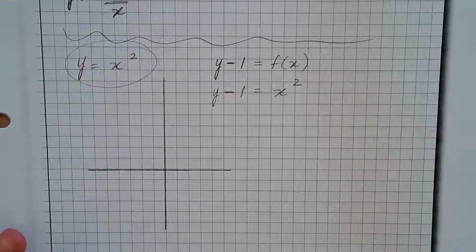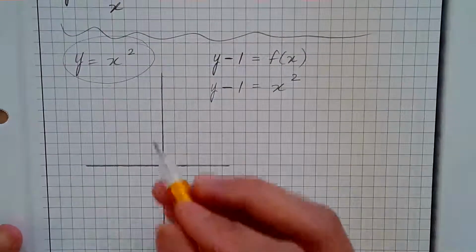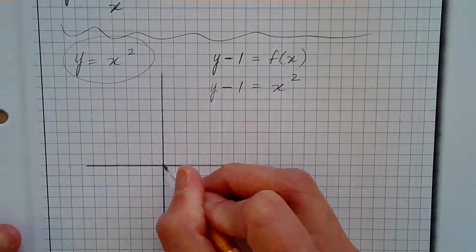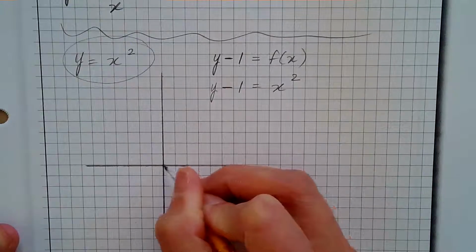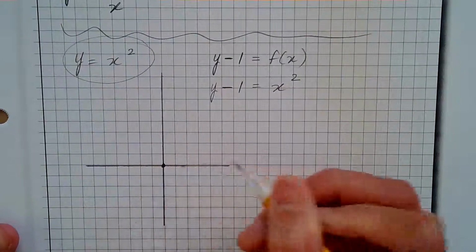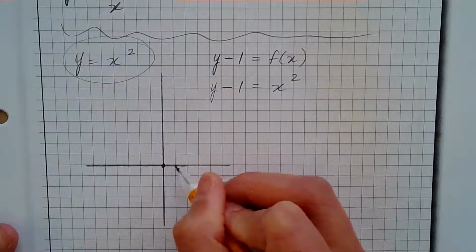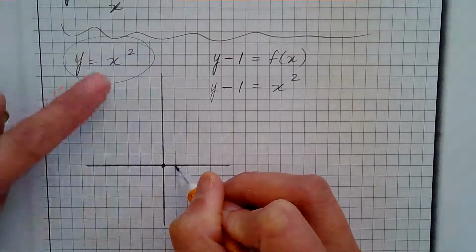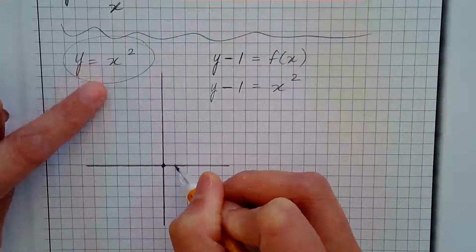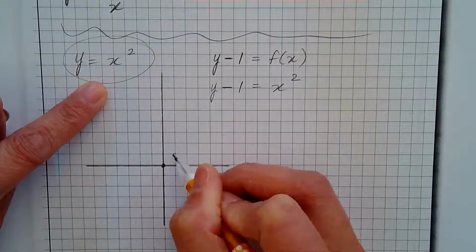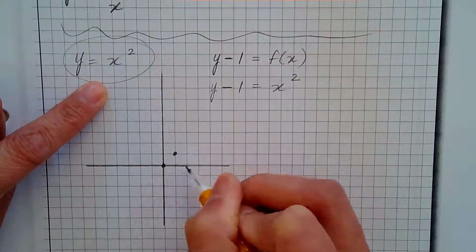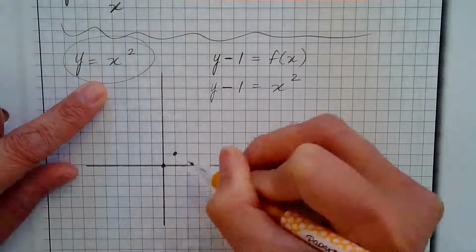So y equals x squared. If x is 0, y is 0. If x is 1, what is y? We're graphing this one. 1. If x is 2, 4.